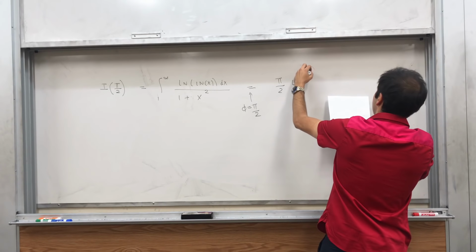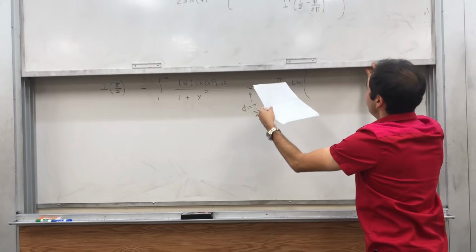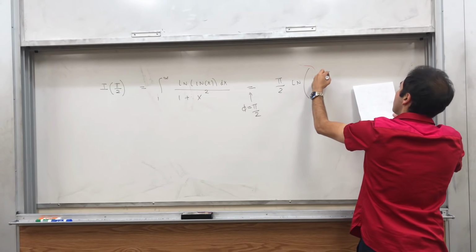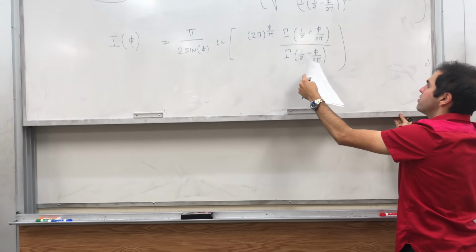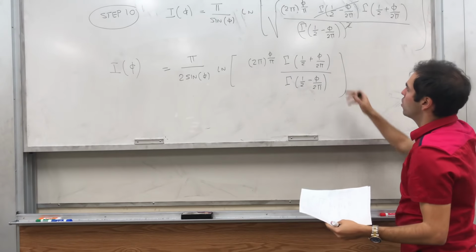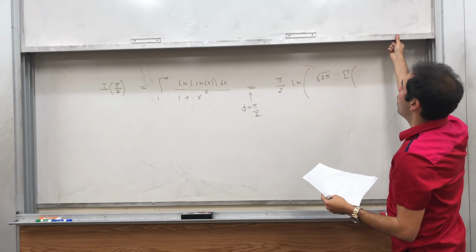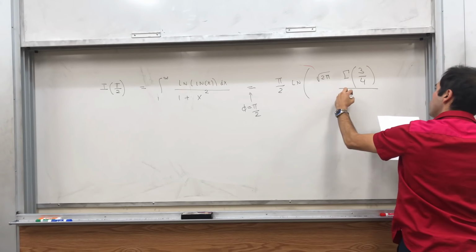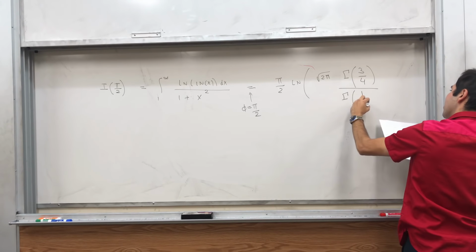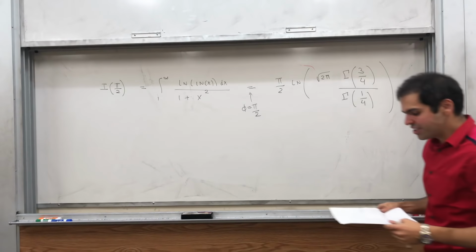ln of, phi over pi becomes 1/2, so square root of 2 pi. And then gamma of 1/2 plus, in this case, 1/4, because pi over 2 over 2 pi is 1/4. So 1/2 plus 1/4 is 3/4 over 1/2 minus 1/4, which is 1/4. I know the formula looks complicated, but they're basically conjugate terms, which is nice here.